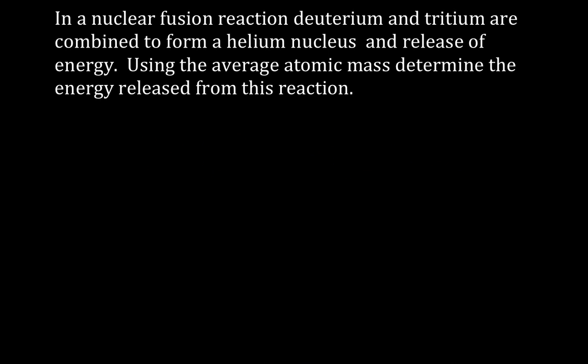This is where the sun gets its energy from the combination, for example, of deuterium and tritium. They're going to form a helium nucleus, and they're going to release energy and a neutron. And we are going to use the average atomic masses of those things to determine the energy that is released from that reaction. So here's the reaction again. We have hydrogen 2, hydrogen 3, deuterium and tritium. We react those two together. We can combine those two in nuclear fusion. And when we do that, we get a helium 4 and a neutron.